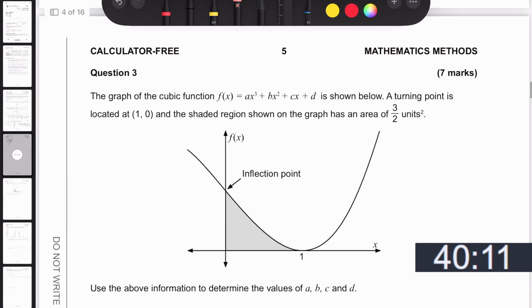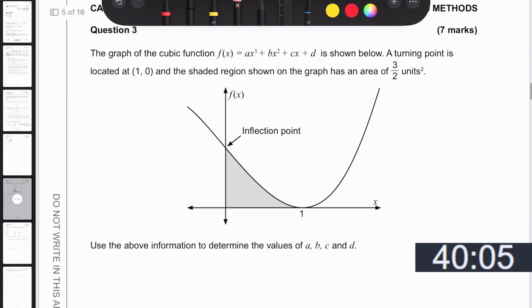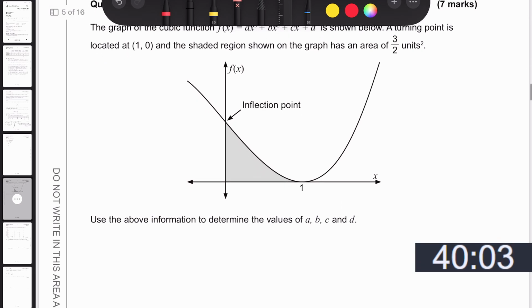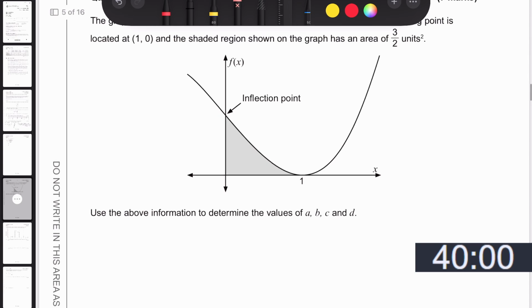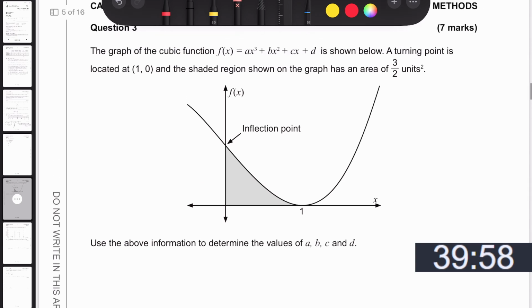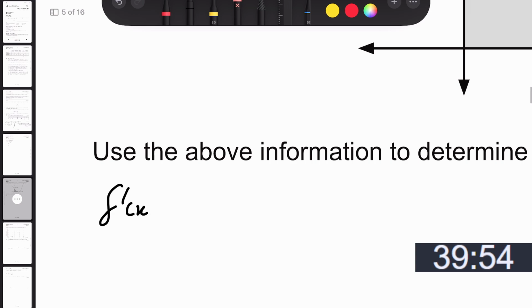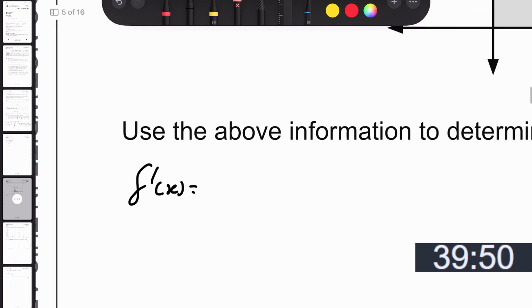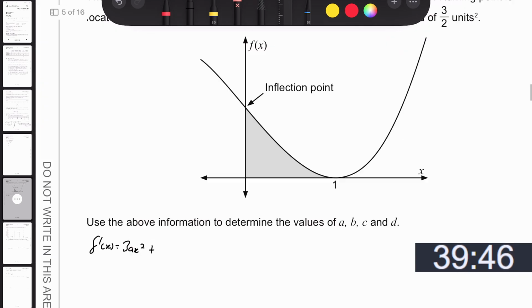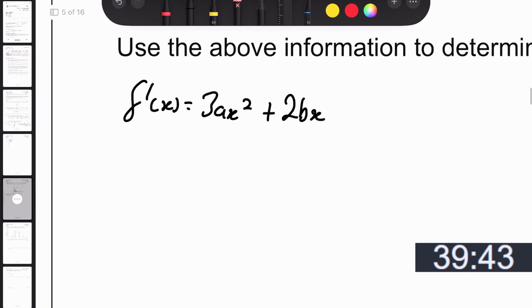Okay, and then next, the graph of the cubic function f of x equals ax to the power 3 plus bx squared plus cx plus d is shown below. A turning point is located at 1, 0 and the shaded region has an area of 3 on 2 units. This is information to determine the values of a, b, and c. So f dash of x is equal to 3ax squared plus 2bx plus c.